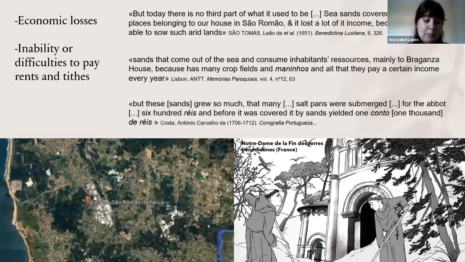Also, in Santa Maria das Areias, which was buried by sands, and which I showed before in that landscape, many salt pans were submerged, although I still don't know if it was at the end of the Middle Ages or at the beginning of the early modern age. Just as the parish priest lost his income almost entirely.